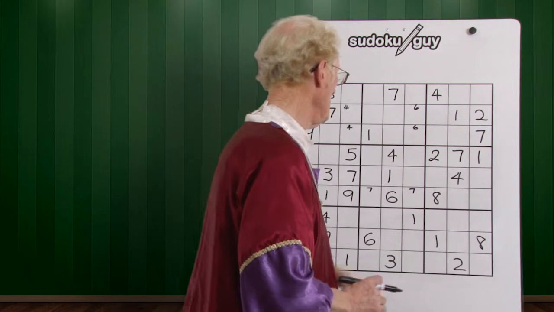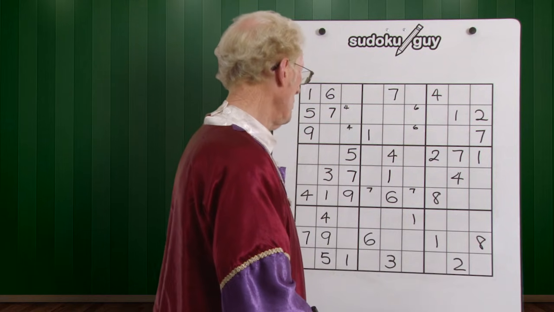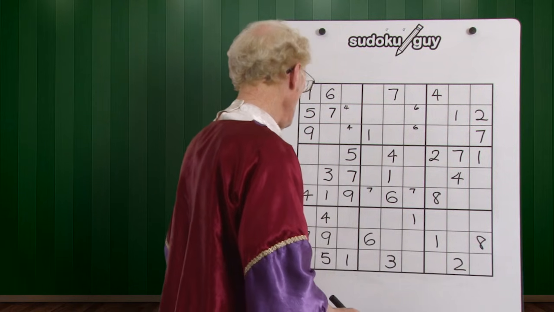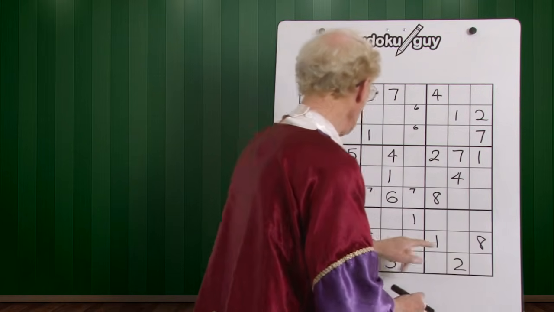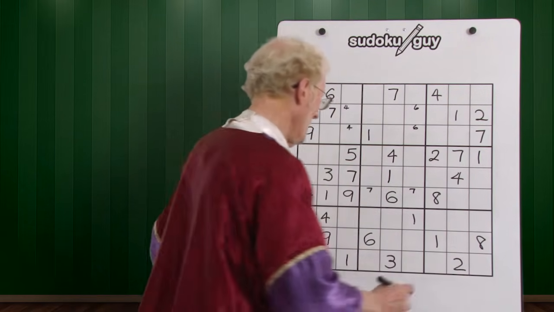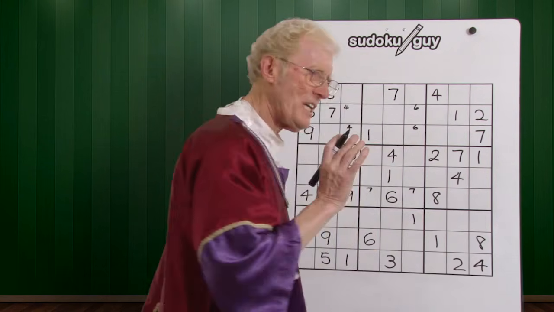Left, right, center. 2s are all done. No 3s. 4s, well, we have 2 4s, and because of this 4 here, it could go there or there, but there's a 4 over here, so this becomes a 4. Now, what is the ramification of this 4?